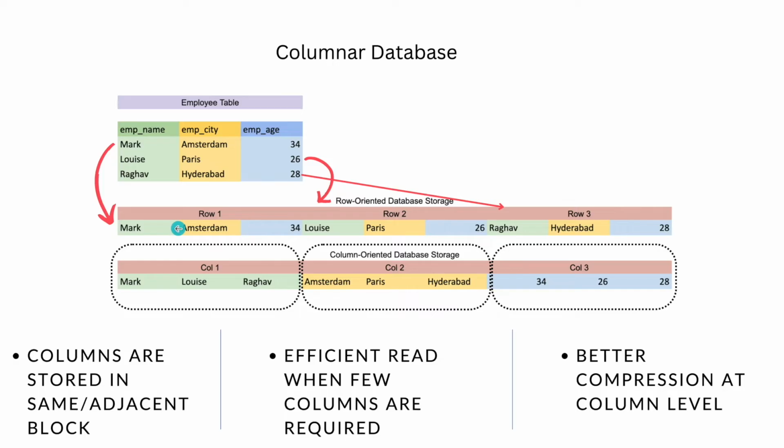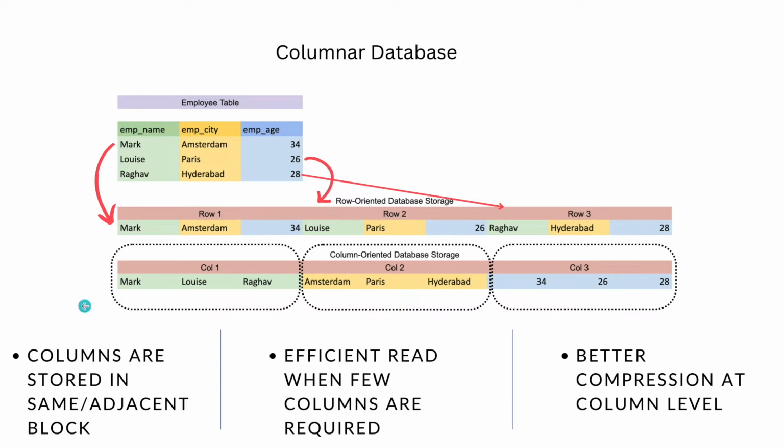Similarly, if I have to run the same query on the column oriented database storage, I will just read one storage block. Because for the column employee name, all the values are stored together in the same storage block. So in this case, you can clearly see I'm just reading one storage block, whereas in this case, I'm reading 3 storage blocks to get the value of employee name for this table.